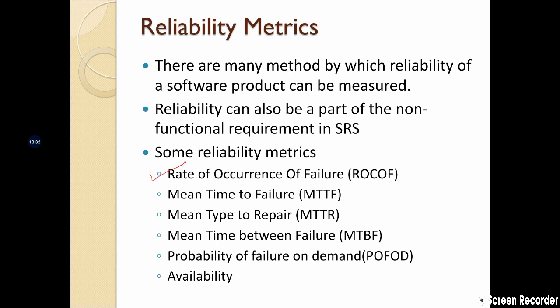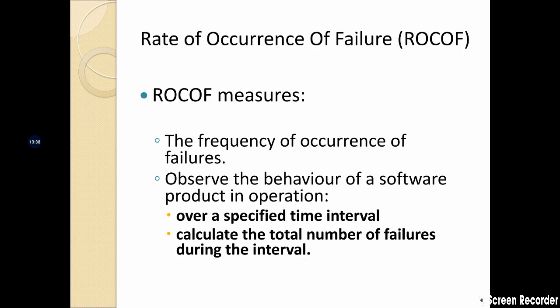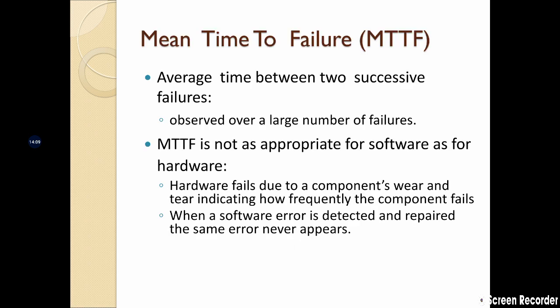The first one here is rate of occurrence of failure. Rate of occurrence of failure is a metric which tells you how many times the failure has occurred over a period of time. Very simple. You can say that in 1 hour, 3 times it is failing, so 3 failures per hour. Rate of occurrence of failure is the frequency of occurrence of failure. Whenever we talk about frequency, we are talking about time here. So over a period of time, you calculate the total number of failures, and that gives you the rate of occurrence of failure. That's number one.